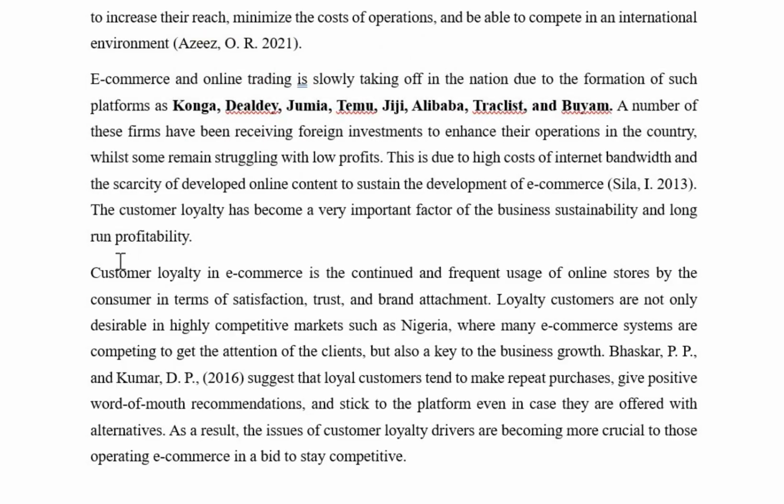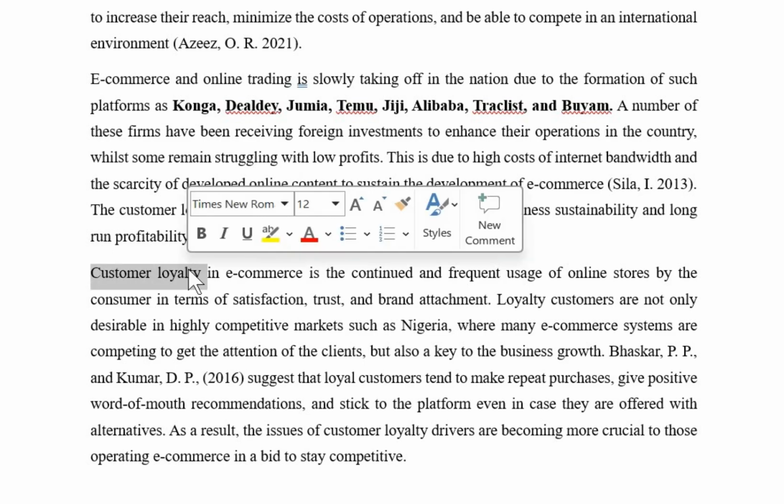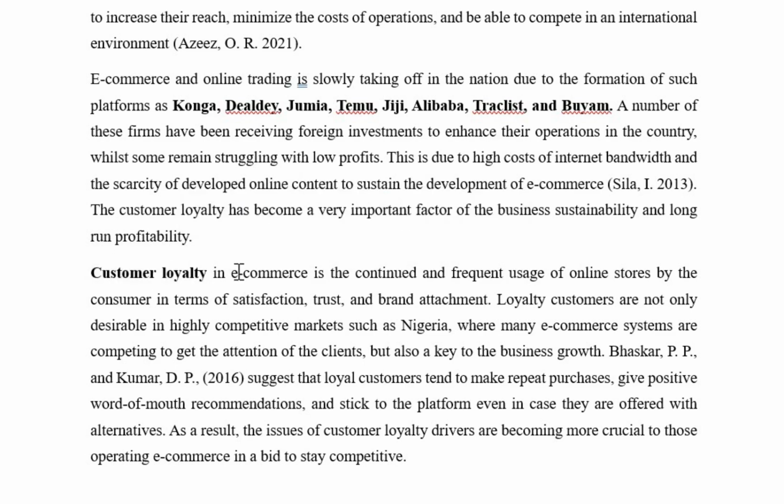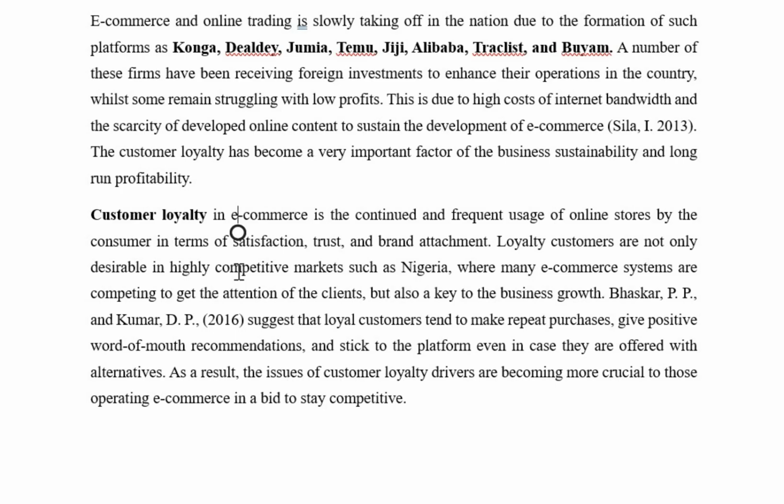So then, the main variable is here, customer loyalty. You see, the next paragraph is now explaining the main dependent variable, which is customer loyalty. So you give us the concept of customer loyalty and what can affect customer loyalty. By telling us what can affect customer loyalty, you are trying to introduce the statement of the problem. So this customer loyalty is my dependent variable. They say customer loyalty in e-commerce is the continued and frequent usage of an online store by the customer in terms of satisfaction, trust, and brand attachment. You understand? So here they are explaining what customer loyalty means, that when people continue and frequently patronize a particular product, then it is referred to as customer loyalty.